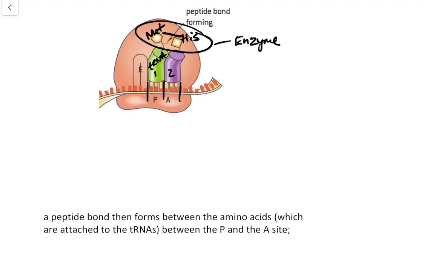We can summarize this by saying a peptide bond forms between the amino acids which are still attached to the tRNAs, so between the amino acids of the tRNAs which are in the P and the A site. So it's between these first 2. The A and the P are the ones which are going to do the peptide bond formation. The tRNAs in the A and the P, the peptide bond formation is between those 2.